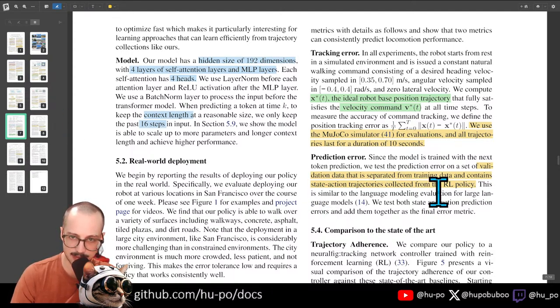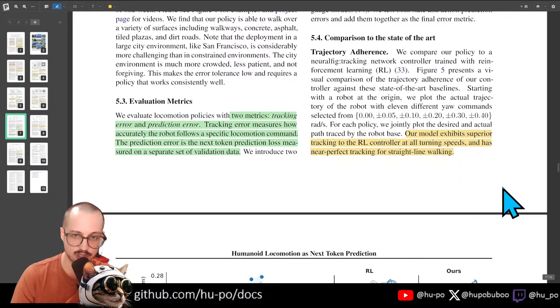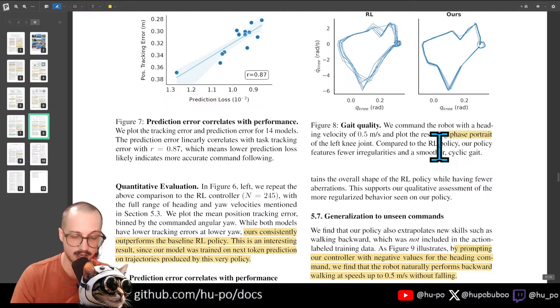The validation data is separated from training data and contains state action trajectories collected from the RL policy. Okay, our model exhibits superior tracking to the RL controller at all turning speeds and has near-perfect tracking for straight-line walking. Sounds good to me.